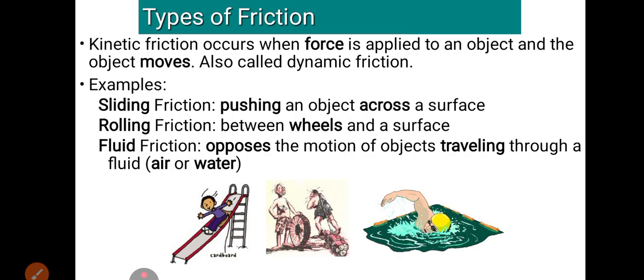Then there is fluid friction, which opposes the motion of objects traveling through a fluid. A good example is when a person is swimming. The fluid, that's the water, tries to push him or her back. So for the person to continue moving through the fluid, they have to exert a force which will bypass the friction force in the fluid.